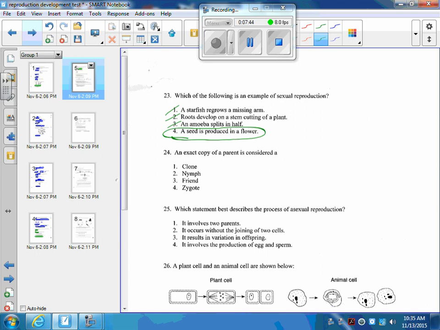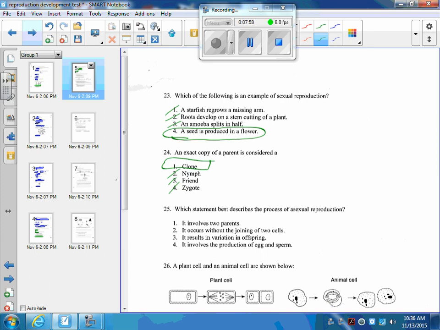An exact copy of a parent is called a clone. All of the other ones, really, a friend. I hope nobody picked that. A zygote is a fertilized egg, so that can't be it. And a nymph, we learned nymph from the grasshopper in the life cycle.